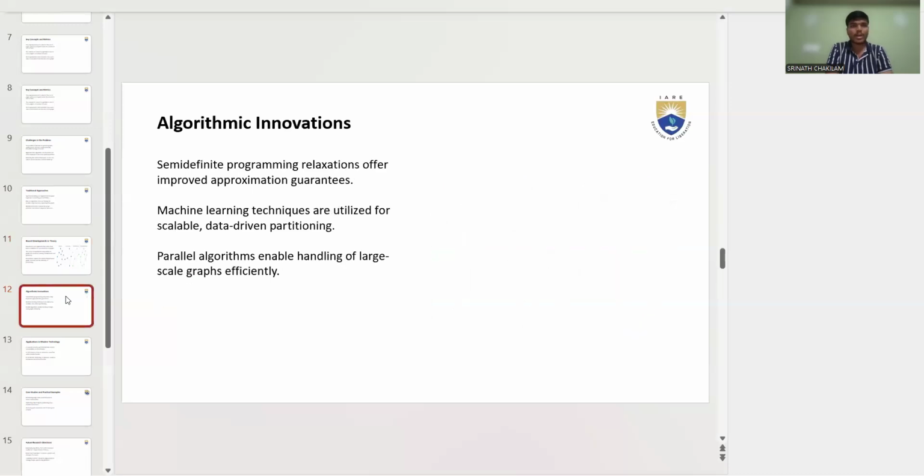And the next slide is the algorithmic innovations. Semi-definite programming relaxations offer improved approximation guarantees. Machine learning techniques are utilized for scalable, data-driven partitioning. Parallel algorithms enable handling of large-scale graphs efficiently.